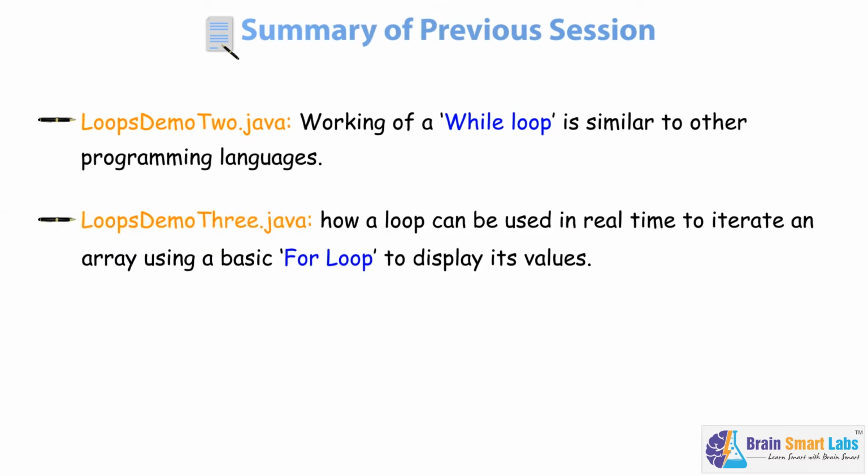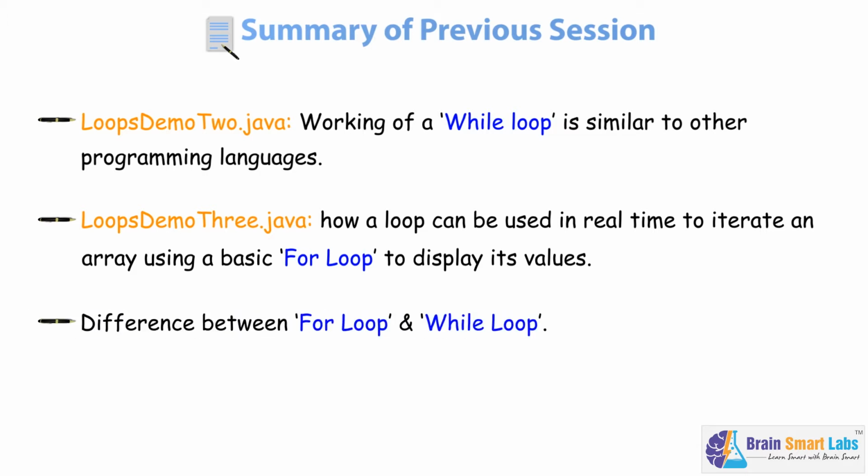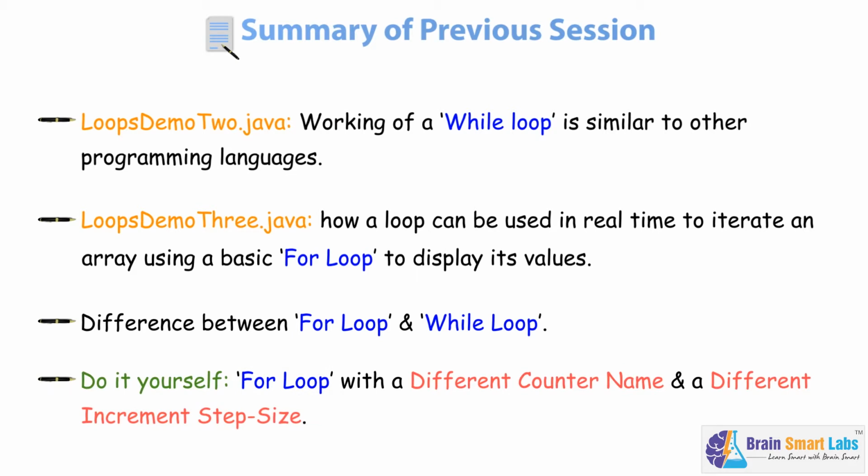In our program loopsdemo3.java, we saw how a loop can be used in real time, that is to iterate an array using a basic for loop and display its values. We also saw the difference between for loop and while loop, which is always an important interview question asked in your interviews. Last but not the least, we gave you a do-it-yourself assignment of a for loop with a different counter name and a different increment step size. Hope you have done the same and got your output.